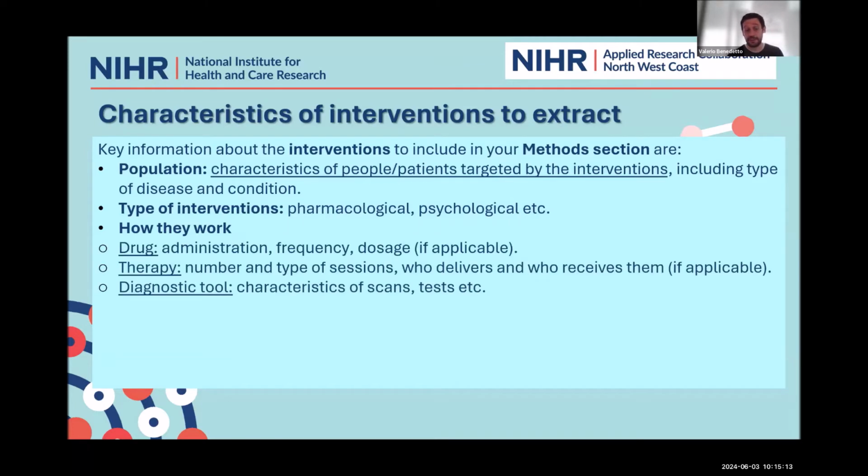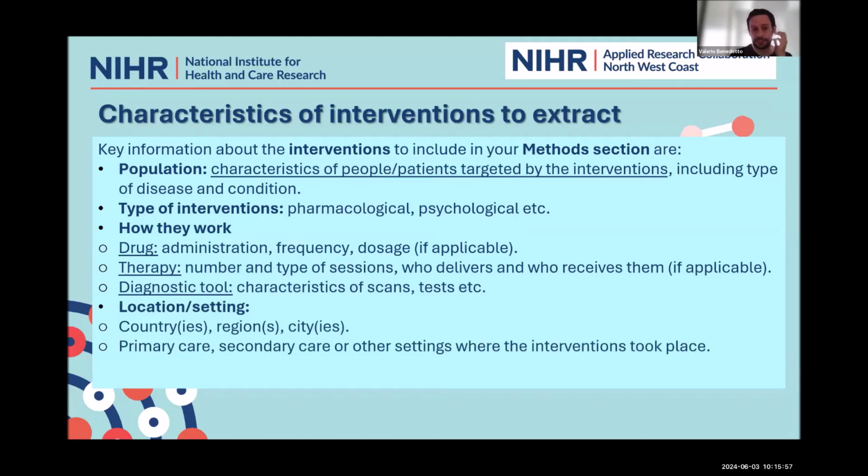Now here I try to list some examples of the type of interventions you might see in a paper. For example, if you see a drug, we need to be able to understand how the drug works in terms of administration, frequency, dosage. Same for therapy: the number and type of sessions, who delivers the therapy or who receives them. If we are dealing with a diagnostic tool, the characteristics of the scans or the tests which are used to detect a particular condition or particular disease. And this is not an exhaustive list, it's just to give you some examples of the type of information we need to extract from the paper, basically.